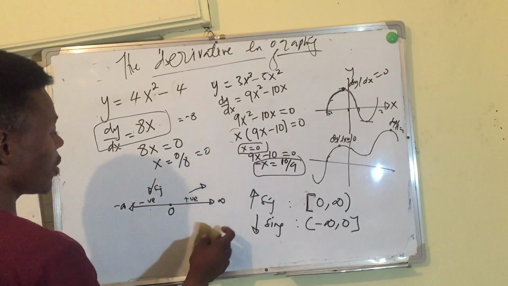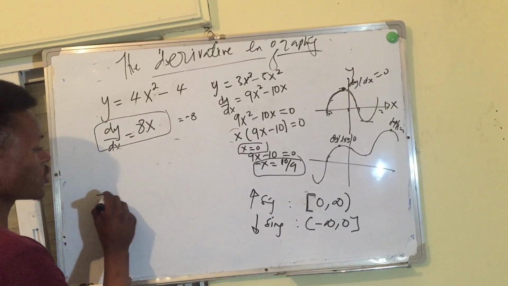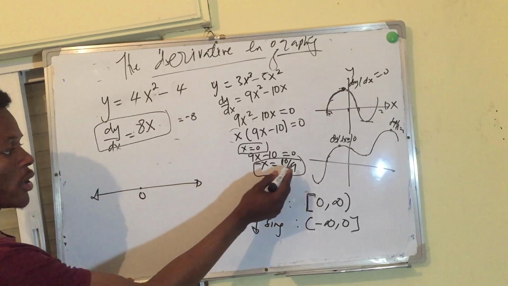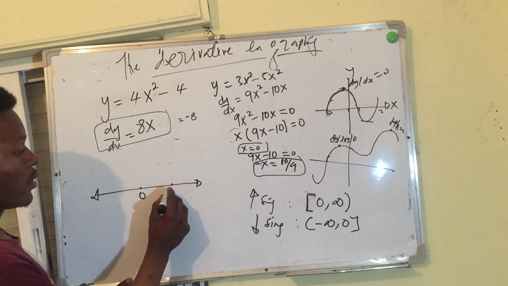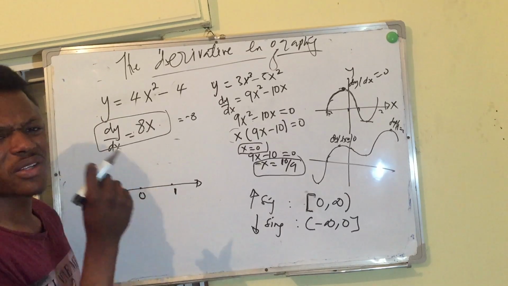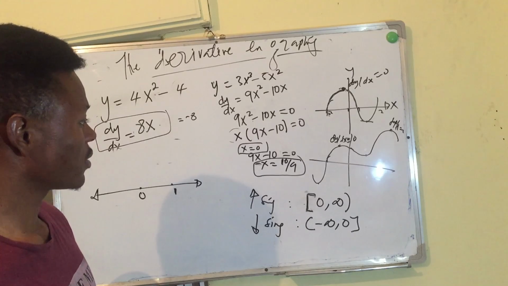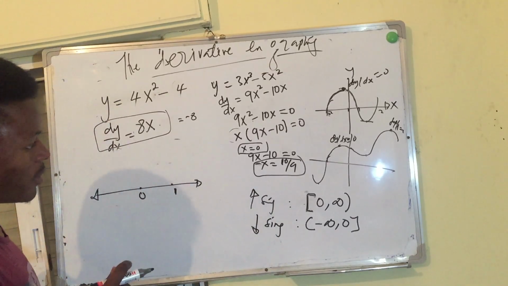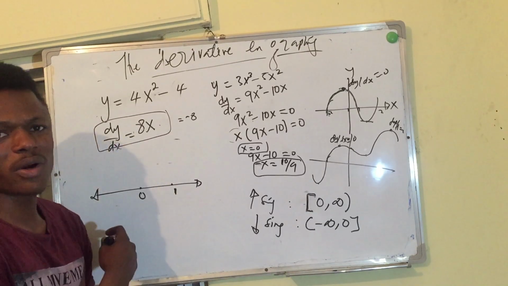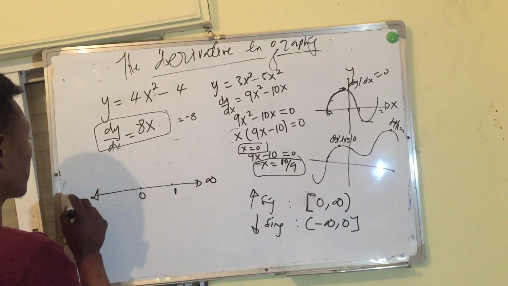So we draw a number line to see what is happening in the intervals. When x equals 0, and x equals 10 over 9. Let me call it just maybe 1, because it's very close to 1. 10 over 9 is 1.1 something. I'm not saying exactly 1, so let me simply call it 1. So here is infinity, here is negative infinity.